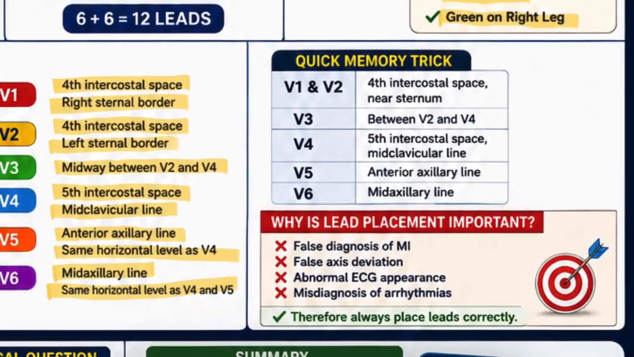Now the quick memory trick. First of all, V1 and V2 you can see mostly in the fourth intercostal space at the sternal border. This is the first one. The V4 will be in the fifth intercostal space at the mid-clavicular line. Okay. The V3 we can see between V2 and V4. And V5 we can see in the anterior axillary line. And V6 we can see in the mid-axillary line.